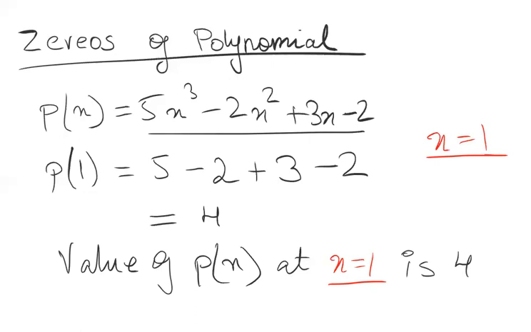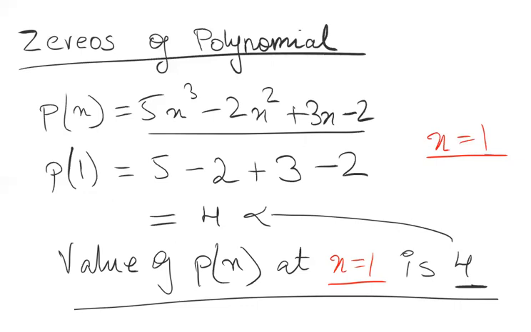This is also called a zero. But let's not talk about zero right now. Let's just talk about the solution. The solution of this polynomial at x equal to 1 is equal to 4. Is that understood? All right. So they will give you if x is equal to 2 or x is equal to 3. But in order to be a zero of the polynomial, I need to get a zero over here. If I get a zero, then only I can say that x equals 1 is a zero of the polynomial. That's why the word zero is there.